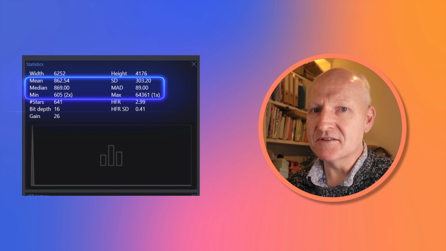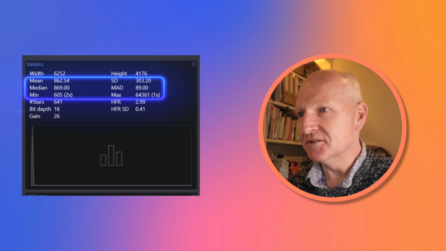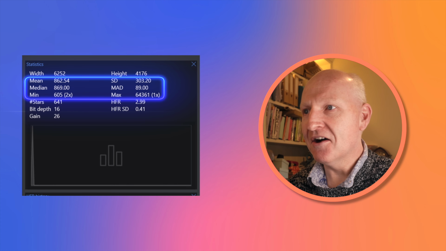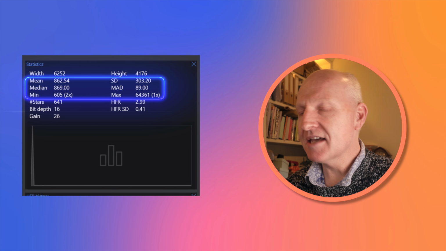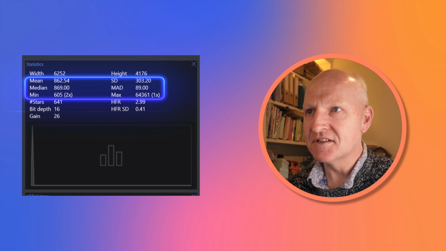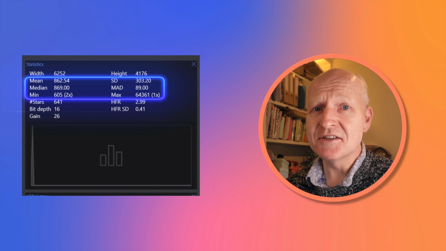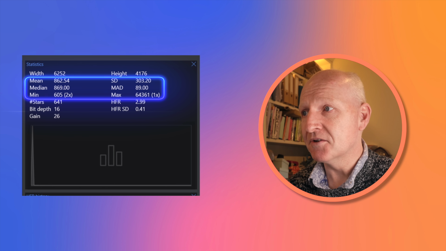So if you put all the pixels in order from lowest to highest, then the median is that middle pixel. Half are brighter and half are dimmer. So in our case, 869 on the median is exactly halfway. It can be a better indication actually than the mean of sky brightness because it ignores outliers like very bright stars. So the median in some ways is a better indication of the mean. I tend to think about the mean in terms of a quick rough reference and then look more at the median once I've got everything dialed in with autofocus.